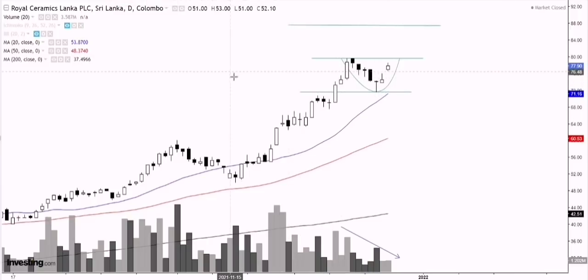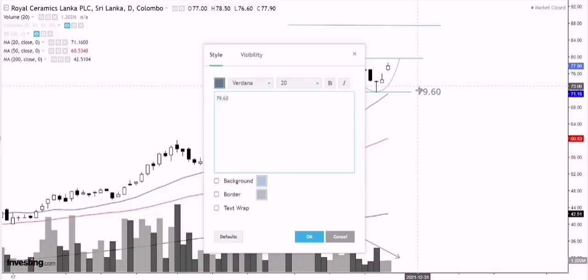Or if you want a bit more flexibility, well, this is the new higher low. So I think this is a better risk level to have. So let's keep our stop level at 7150. This is going to be your stop level if you're already in the stock.